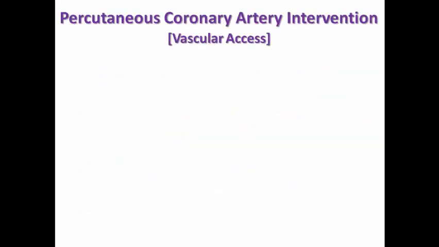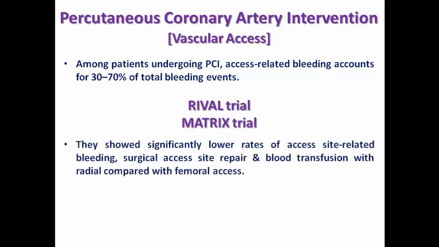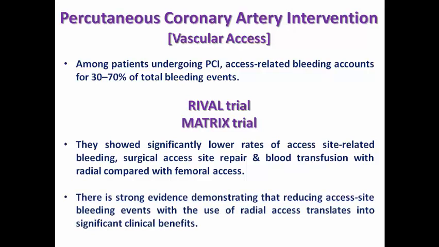First of all, regarding the vascular access, we need to know that about 30 to 70% of the total bleeding events during PCI are due to access-related bleeding. The RIVAL trial and the MATRIX trial discussed this issue, and they showed a significantly lower rate of access site related bleeding, surgical access site repair and blood transfusion with radial access compared with femoral access. So far there is strong evidence showing that reducing access site bleeding events with the use of radial access is translated into significant clinical benefits.